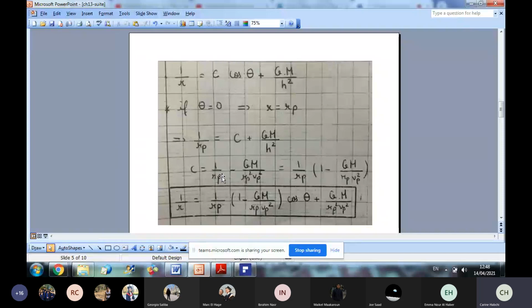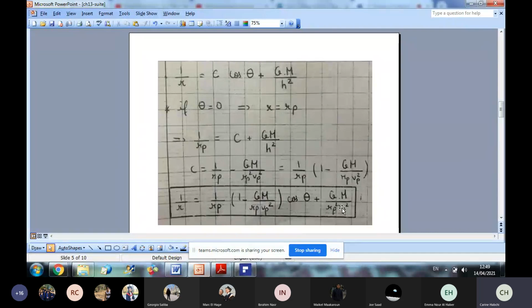Okay, so we can say then that C is equal to 1 over RP minus GM over RP square VP square. This will give us the value of C by taking 1 over RP into factor. Now, this will give us the equation of the ellipse: 1 over R is equal to 1 over RP times (1 minus GM over RP VP square) cosine theta plus GM over RP square VP square.